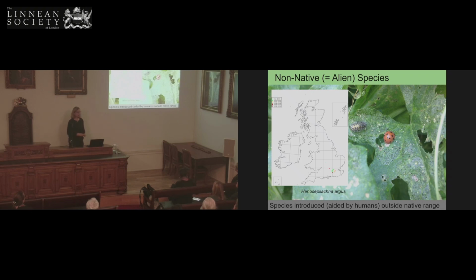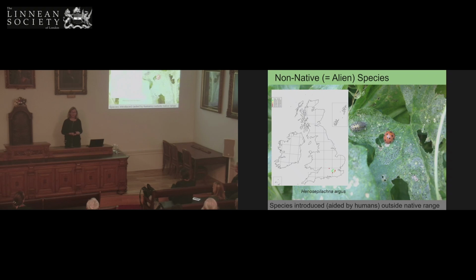Non-native or alien species, and the two terms are pretty much interchangeable, are species that have been introduced by humans from one part of the world to another part of the world where they didn't previously occur. And this part, in which the human involvement is really important in this definition. So when we're talking about non-native species, we're not talking about those species that have expanded their range through climate warming, for instance, which also maybe could go on to cause some problems, but might not. But the non-native species are the ones that have been introduced by humans in one way or another.